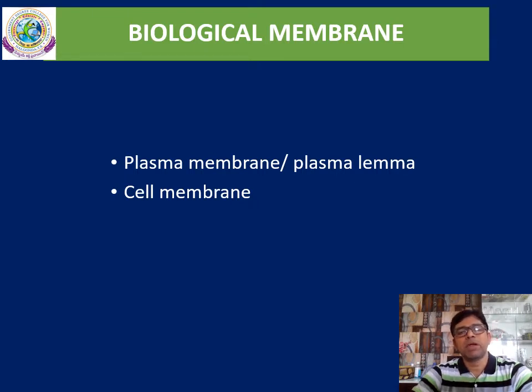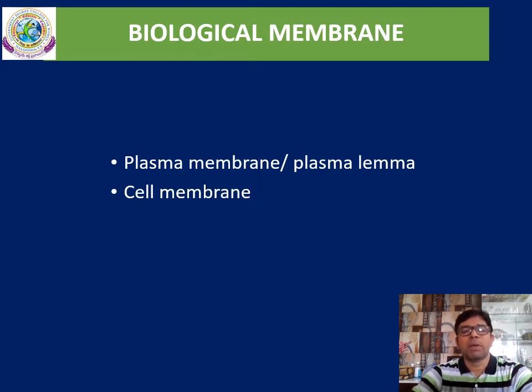Plasma membrane is present in both plants and animals, but cell wall is not present in animals, as I told you in my previous video. Plasma membrane separates the cytoplasm, or you can say protoplasm, from the cell wall in case of plants. Physically, it separates protoplasm from the cell wall. Plasma membrane is also known as plasma lemma.